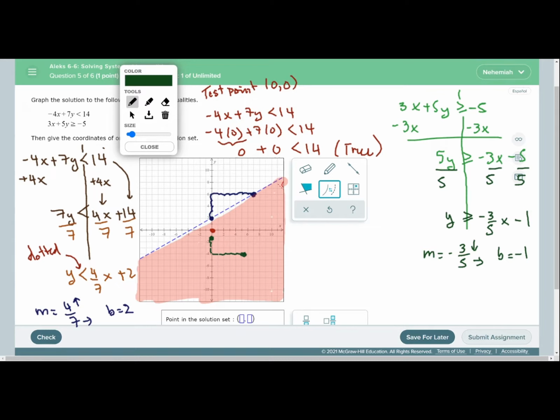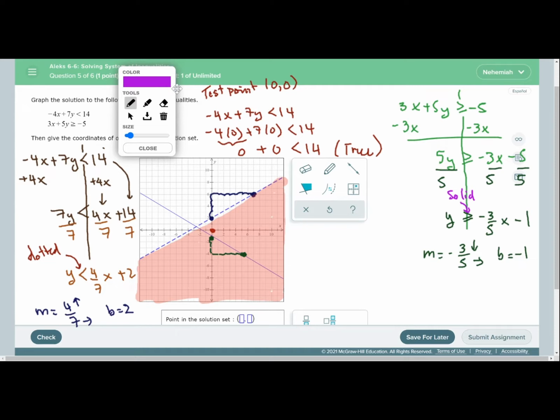Okay, what kind of line is this one? The answer is a solid line. So we're going to click on the line tool and draw the line through 2 points. It's negative 1, down 3 over 5. Yes. Okay, now where is your solution?